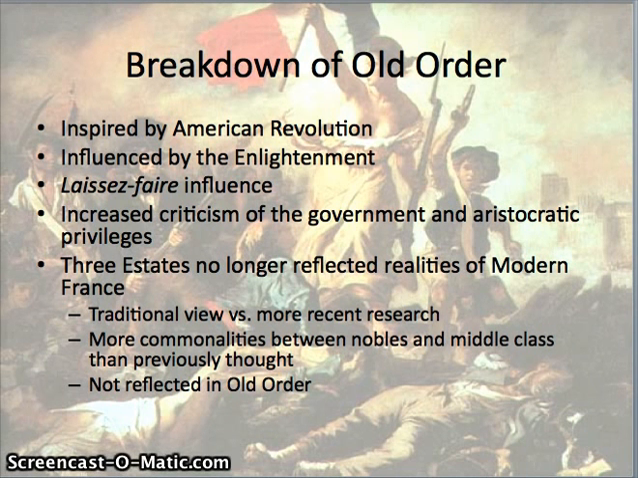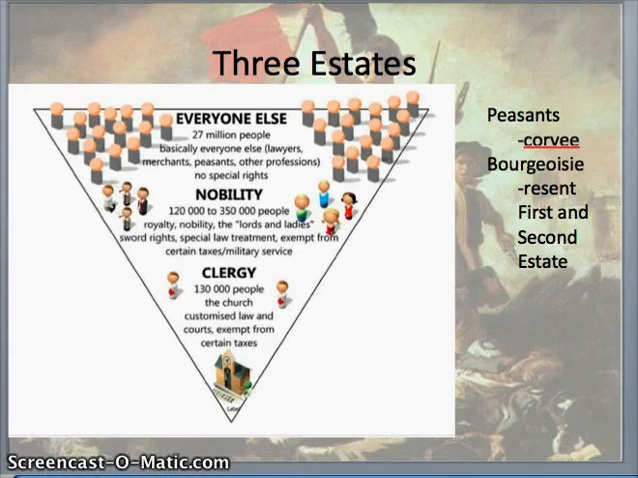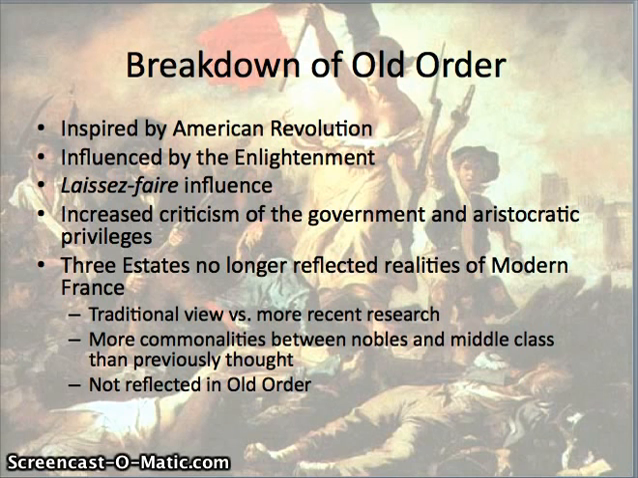So first off, one of the more long-term causes is that old order, the ancien regime, which we were looking at here, so the three estates, are going to start to break down in the 18th century. And a lot of this is because the three estates aren't really realistic in the 18th century. In particular, we're going to see that the third estate is going to become increasingly diverse.